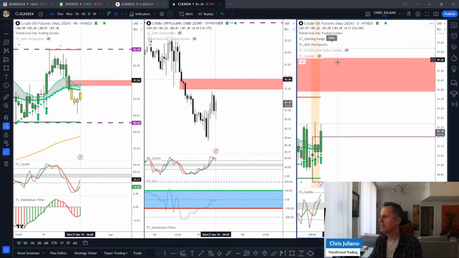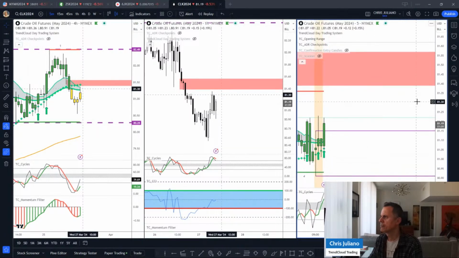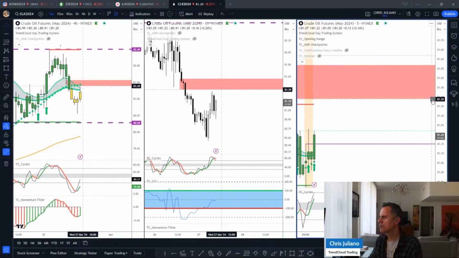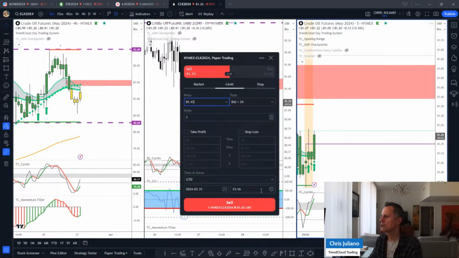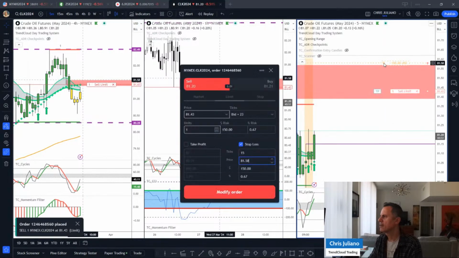Would have been great if we had an ADR checkpoint here, but we don't. It's all the way up there. So all we have is a supply zone. How much is this going to run us? What's this going to cost? This is the full contract of crude oil. Nice. Okay.